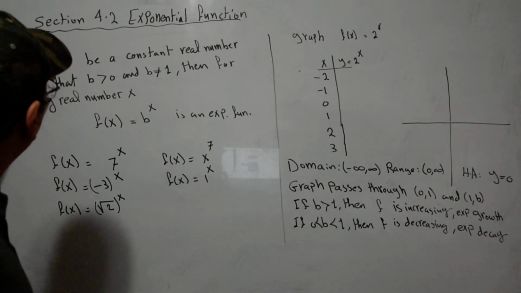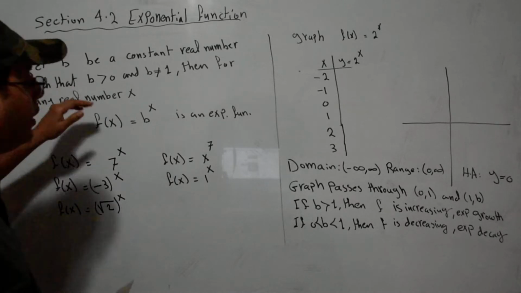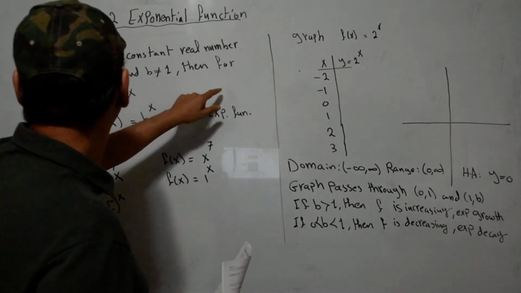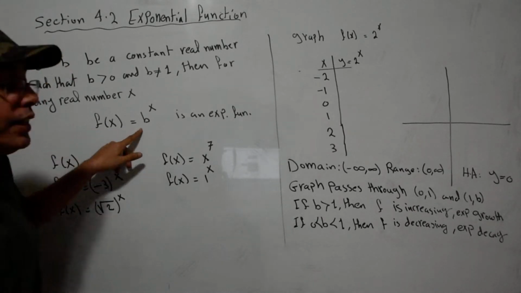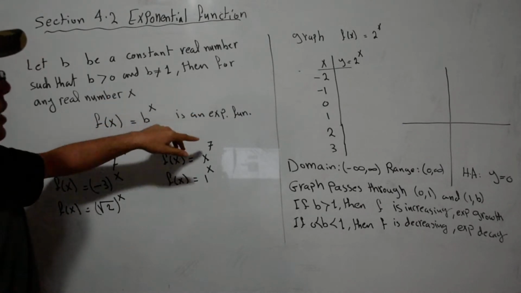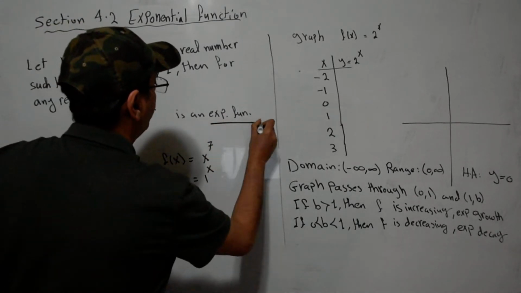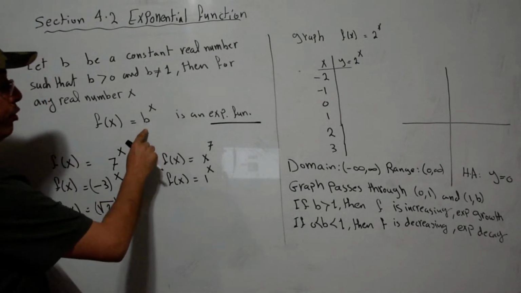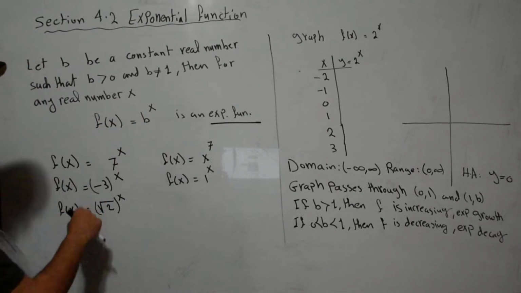Let b be a constant real number such that b is a positive number greater than 0 and b cannot be 1. Then for any real number x, the exponential function f of x is b to the x. b is positive and not 1, and x is any real number. We call this the exponential function. Again, the two conditions that must be in that form, b to the x, are that b is positive and not 1. So let's double check with these functions.